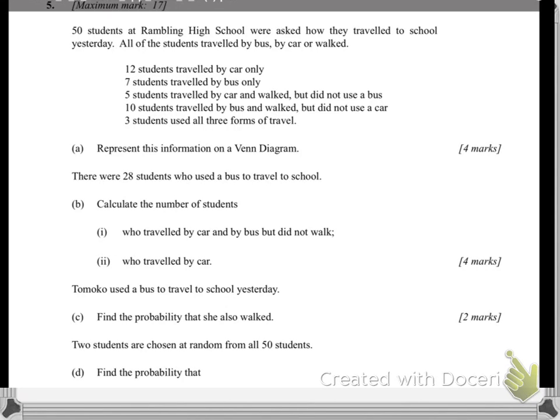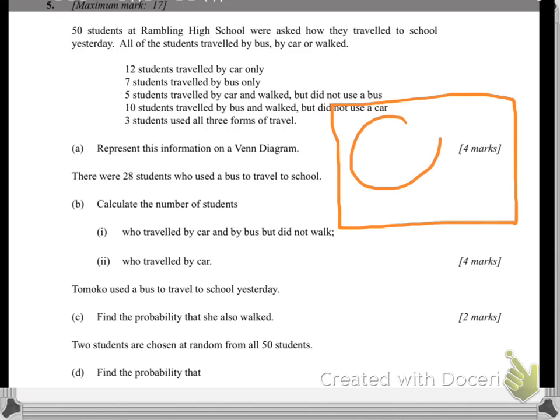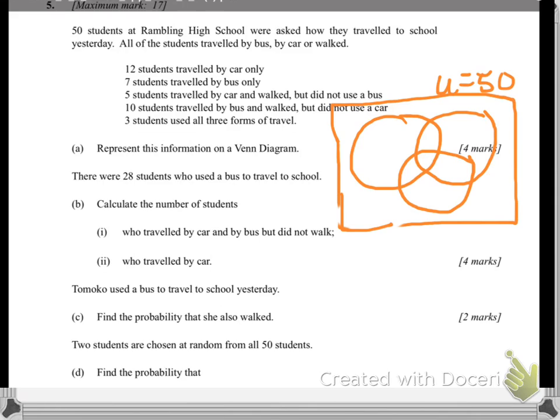All right, so these Venn diagrams are popular, so I'm going to make my universe. And I'm going to have 3 circles. Okay, so we have 50 people in the universe. Oops, that probably should go on the outside, huh? Okay, and so what do we have? We have car, bus, and walk.